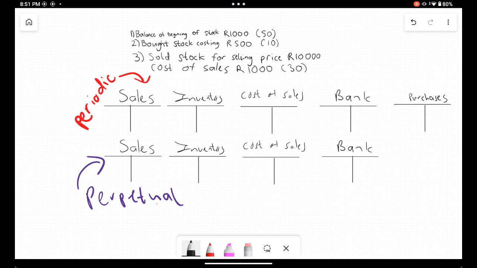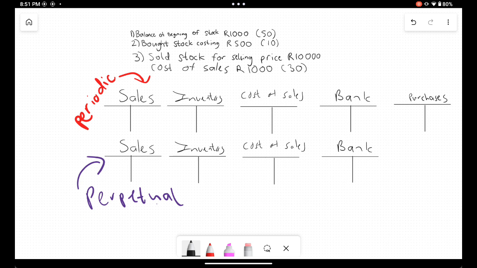For the first one, balance at beginning of the stock, whether using periodic or perpetual, you won't do a journal entry for it in a general journal. You just don't. You might be thinking why we need it. Well, we need it when we're doing periodic to work out the cost of sales at the end. That is why we need it. So let's go to the second transaction.